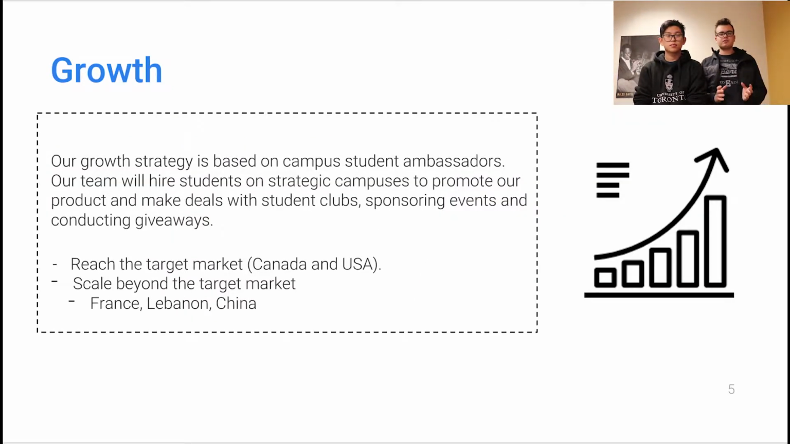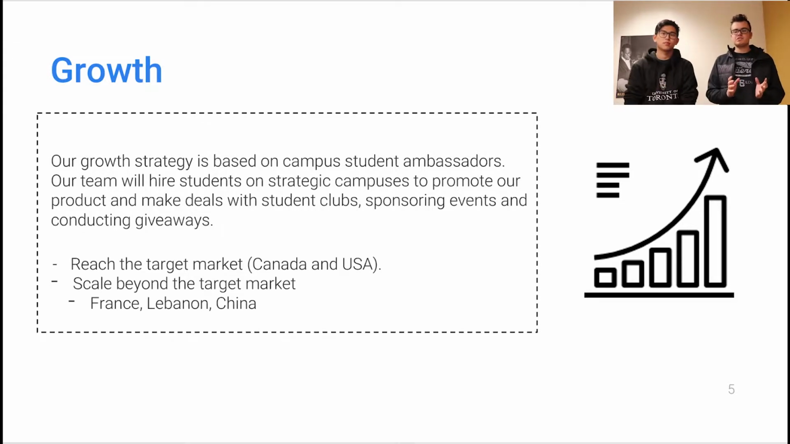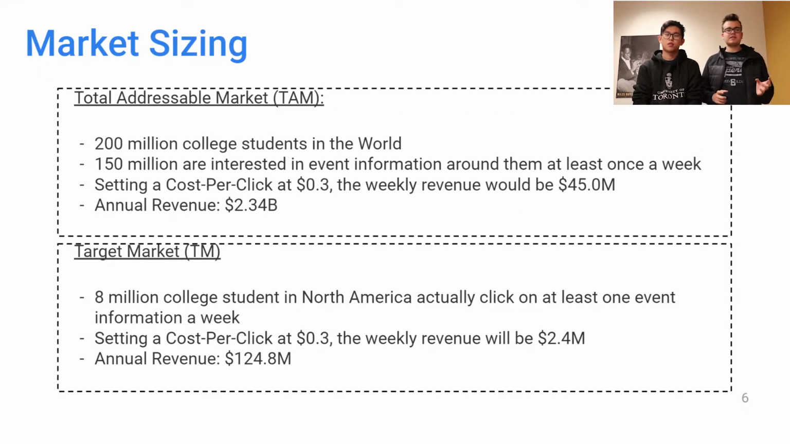Yeah, so for our growth, we are focusing on our marketing strategy. Our marketing strategy is based on campus student ambassadors, because the way we want to do it is to reach students through their peers. So our team will hire students on strategic and pilot college campuses to promote our events and make deals with the clubs, sponsoring their events, and making them register through EventPal and promote their events through EventPal. We will need to take this strategy to reach the target market, mainly Canada and the USA. And finally, our growth is aiming to scale beyond the target market and to expand worldwide, in France, Lebanon, or China, for example.